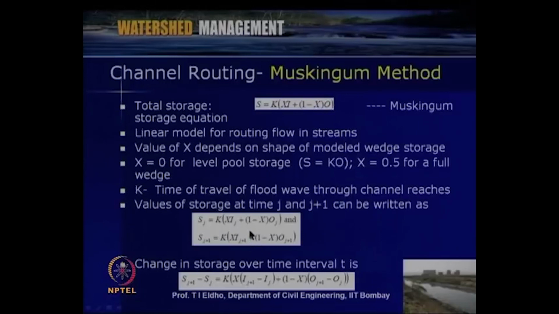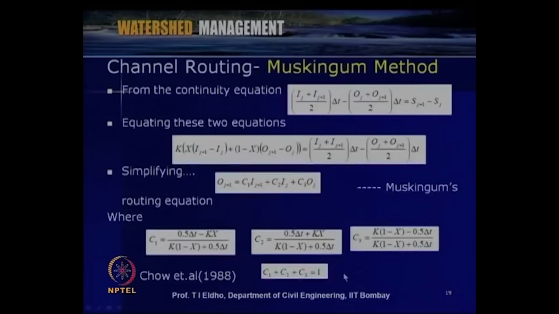Now the change in storage between these two time steps will be the difference between the J plus 1 and J time steps. So, S J plus 1 minus S J is equal to K into X into (I J plus 1 minus I J) plus (1 minus X) into (O J plus 1 minus O J). So, this is the change in storage when we consider the Muskingum method.